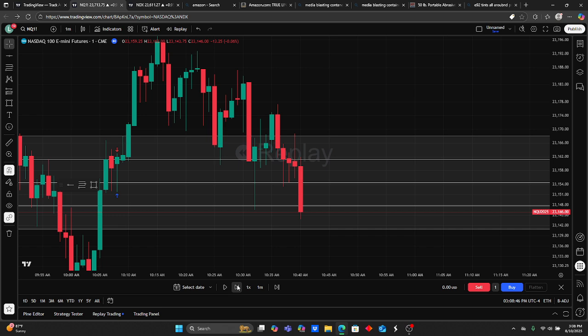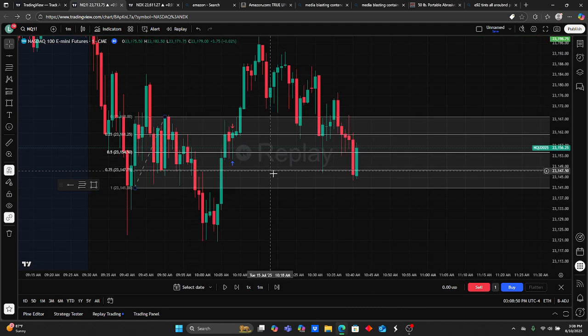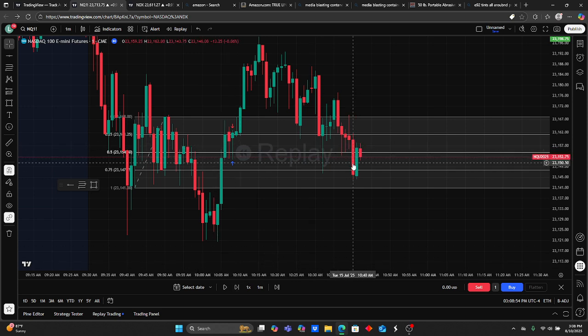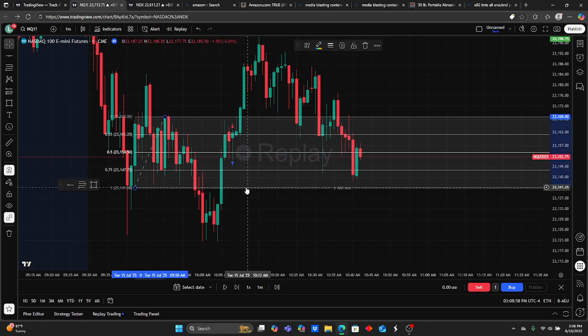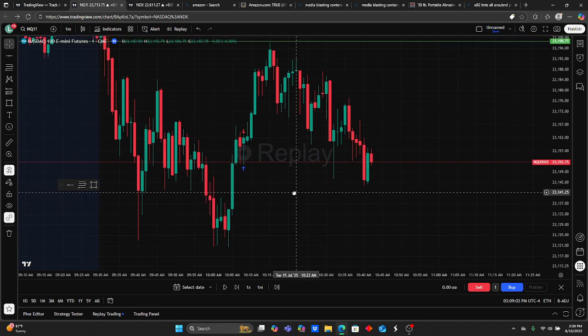Okay, so now, wow. So it's pretty balanced price. We got a down close candle in the fair value gap and an up close candle. So now this fair value gap doesn't even matter anymore. We can get rid of this consolidation here.